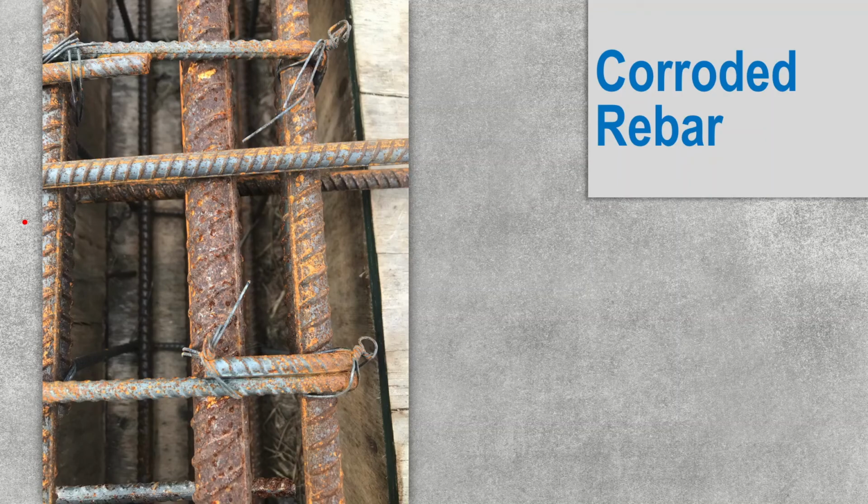Can we use this reinforcement for construction? As you can see very clearly, rust has formed on the reinforcement. This rust has to be removed before pouring the concrete. Otherwise, there will be debonding between the concrete and the reinforcement. The bond between reinforcement and concrete will be weakened. Therefore, we have to make sure the reinforcement is well cleaned and there is no rust on the reinforcement surface.